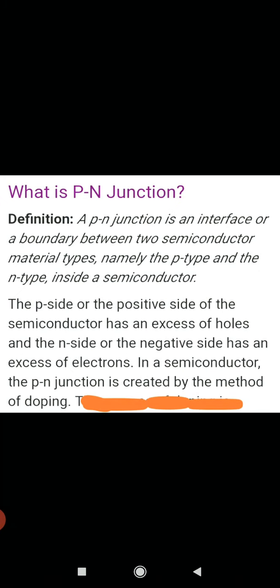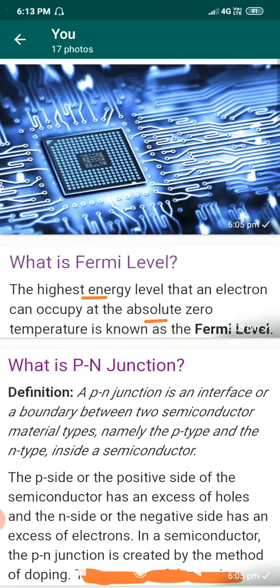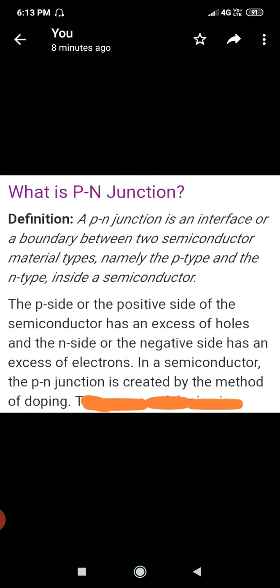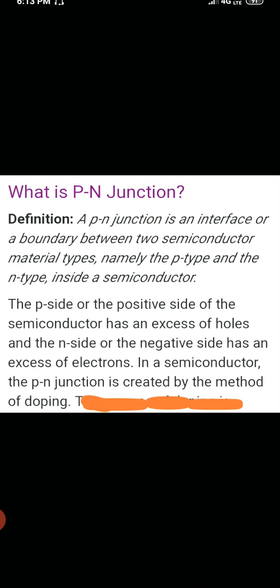Our next topic is p-n junction. From the word itself, we can define what a p-n junction is. A p-n junction is the combination of a p-type semiconductor and an n-type semiconductor. It's very simple.